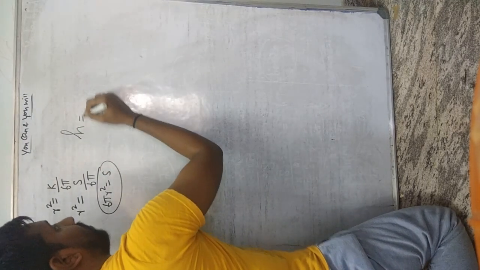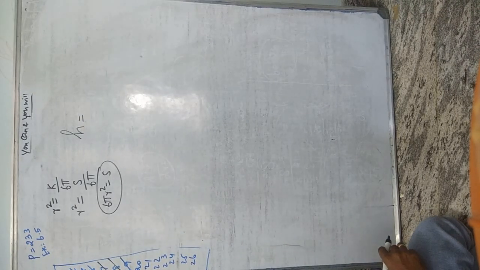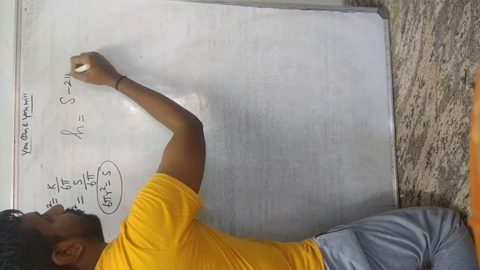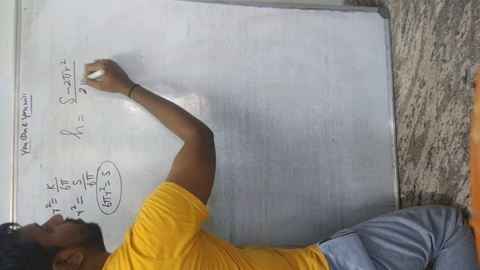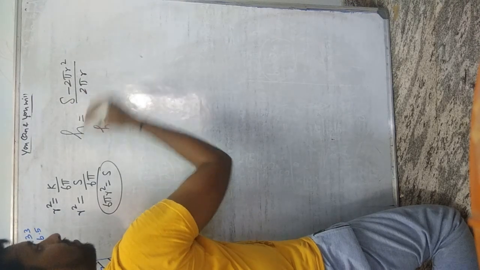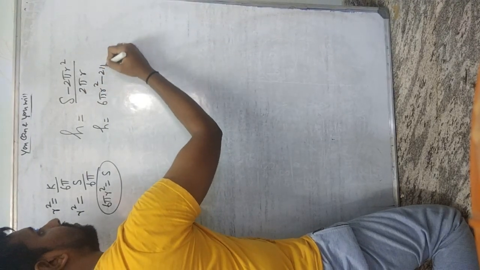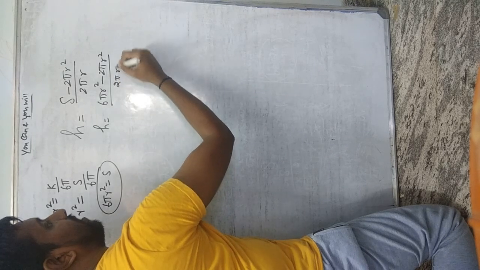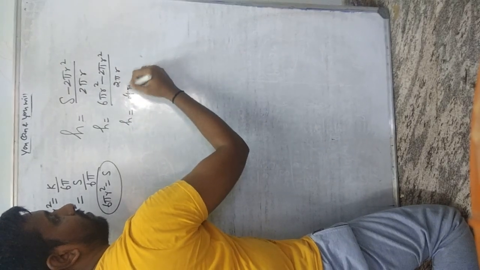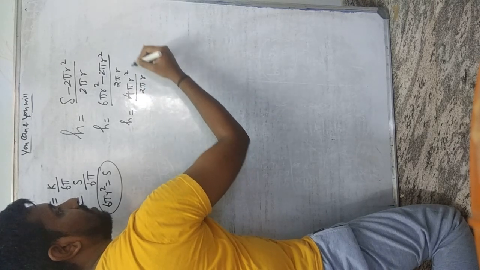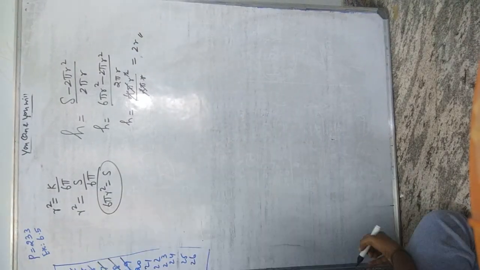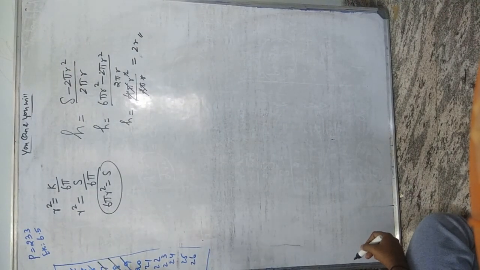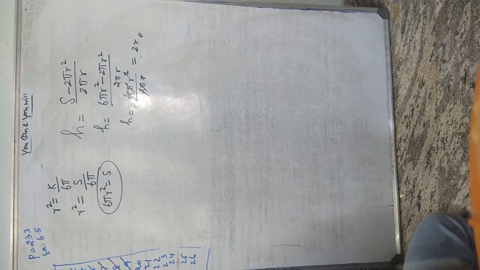Similarly, I got h equal to S minus 2 pi r square upon 2 pi r. Wherever S comes, h equal to 6 pi r square minus 2 pi r square upon 2 pi r. So h equal to 4 pi r square upon 2 pi r, which is equal to 2r. So I made a small mistake in the previous sum, question number 20, so I am continuing with that question.